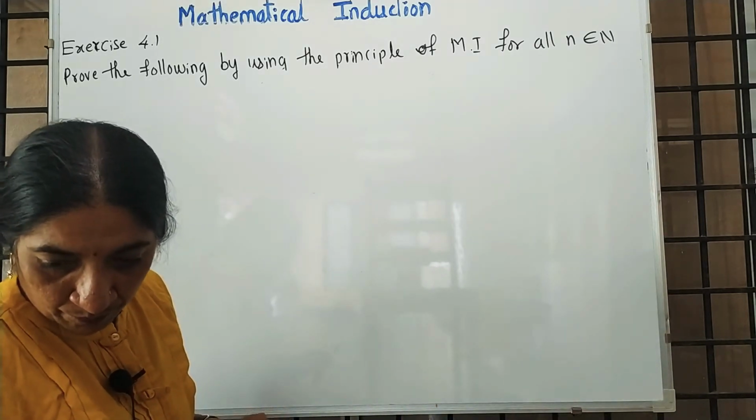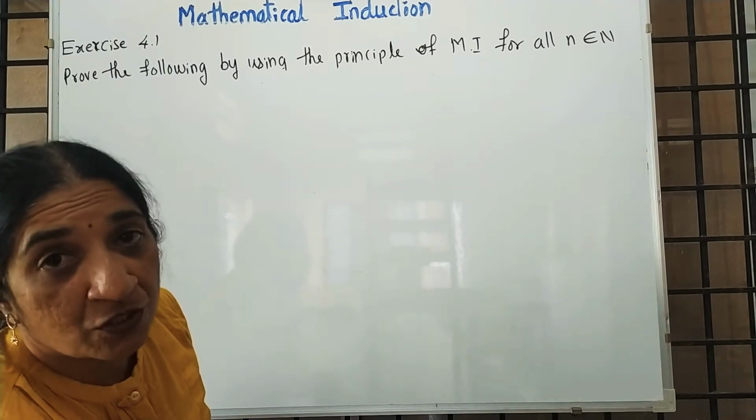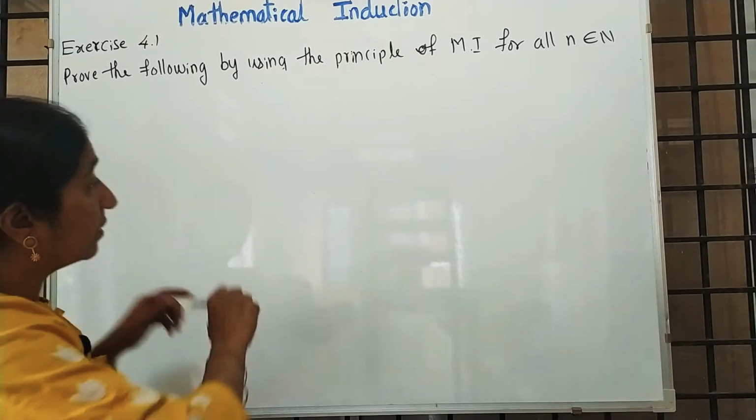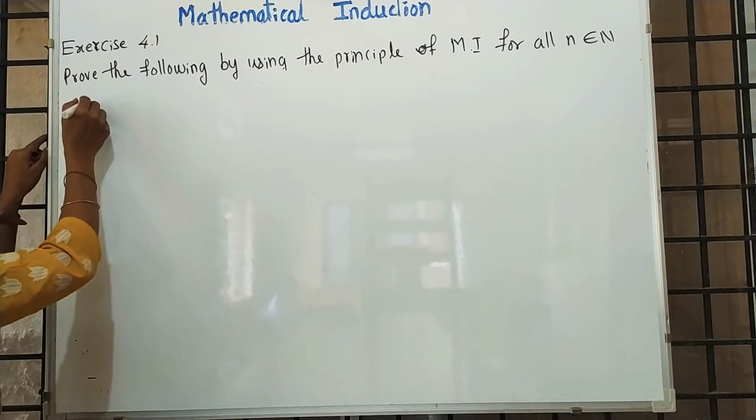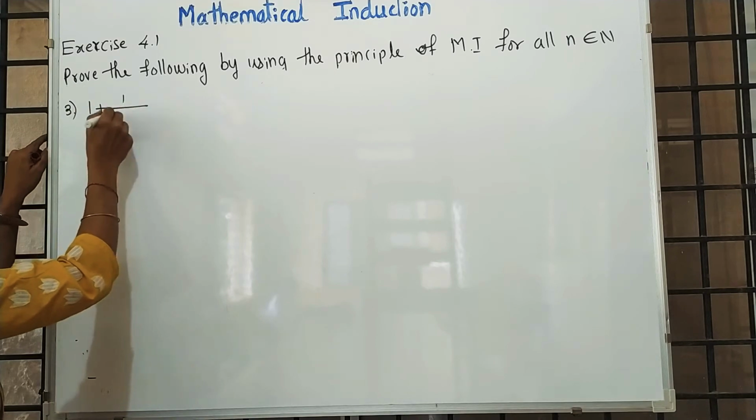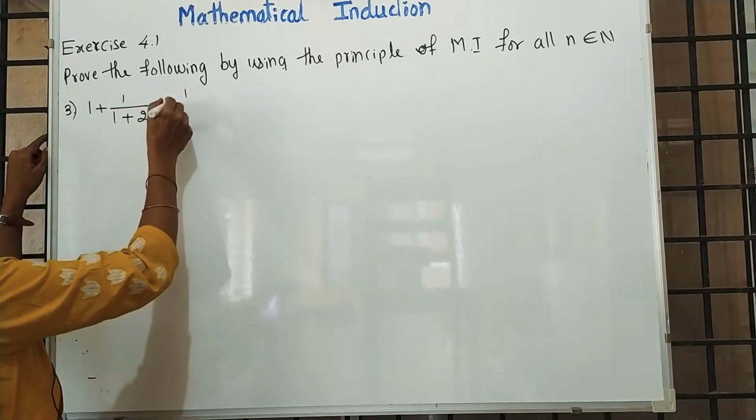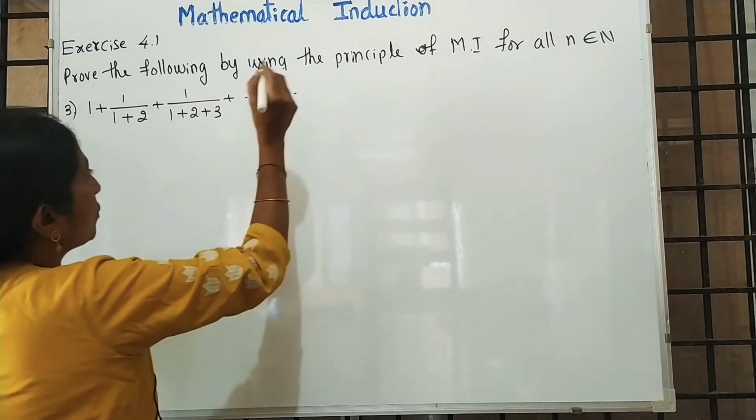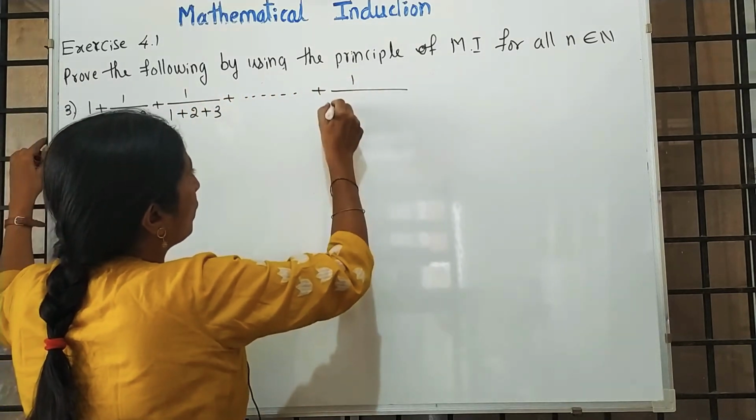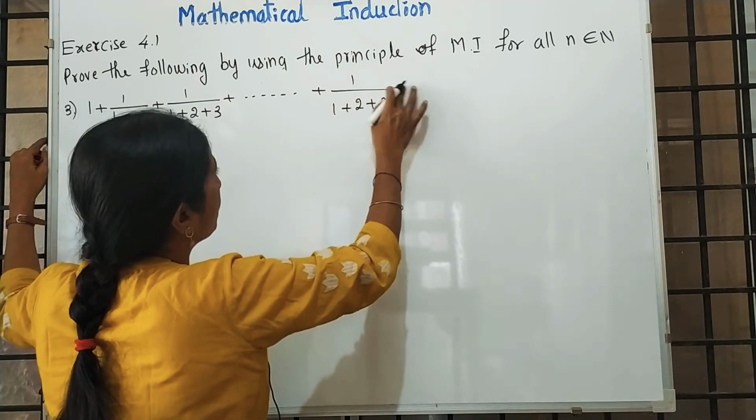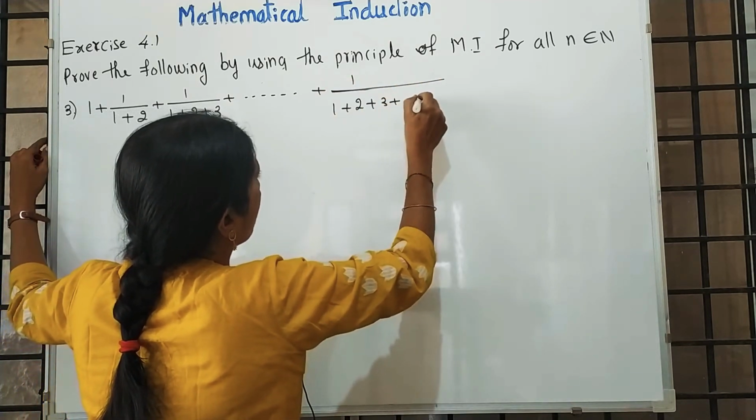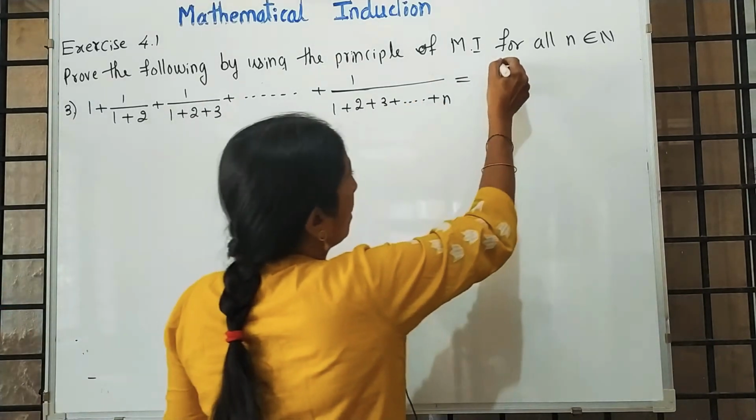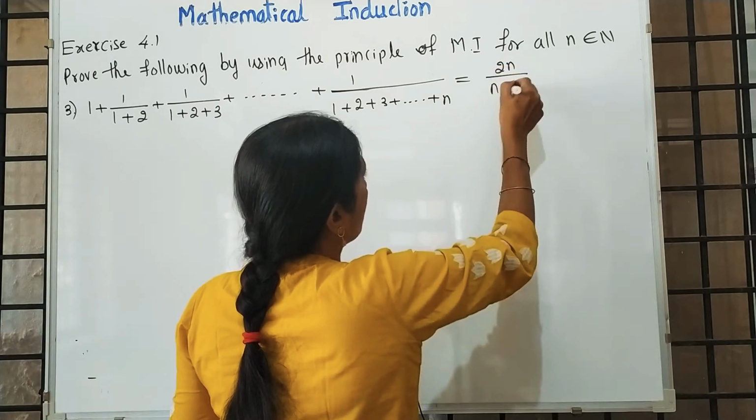That we already completed, that is 1 cube plus 2 cube. In the first class only I explained that 1 cube plus 2 cube plus 3 cube. Moving to the third one, because the second I completed, it is 1 plus 1 upon 1 plus 2 plus 1 upon 1 plus 2 plus 3 plus continuation plus 1 upon 1 plus 2 plus 3 plus continuation plus n is equal to 2n upon n plus 1.